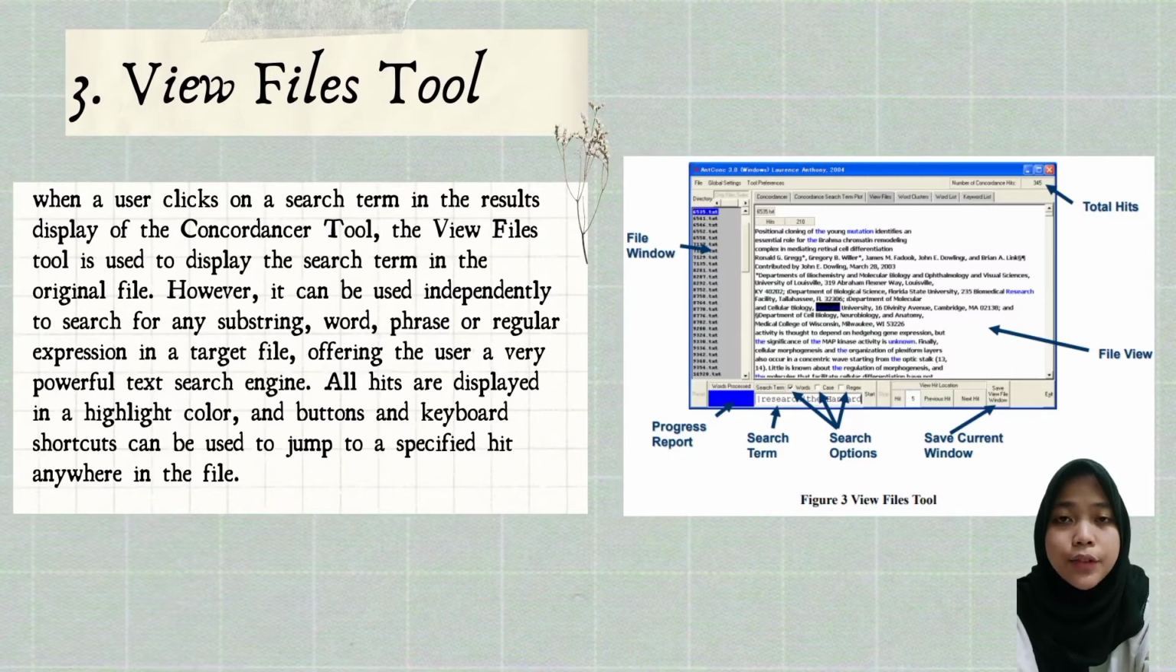As can be seen in the figure, all hits are displayed in a highlight color, and buttons and keyboard shortcuts can be used to jump to a specified hit anywhere in the file.